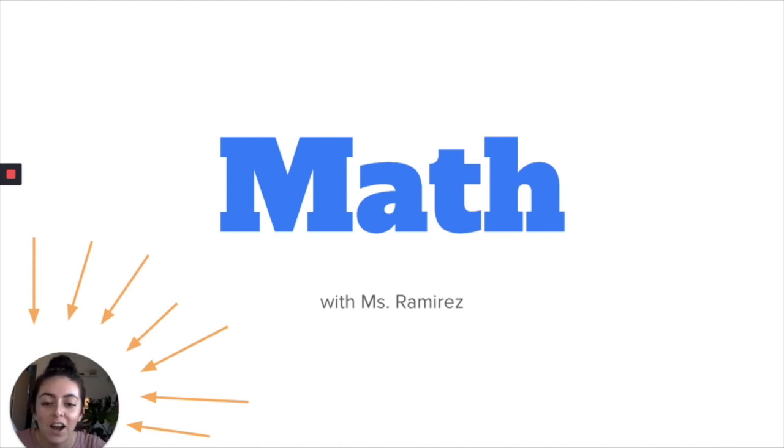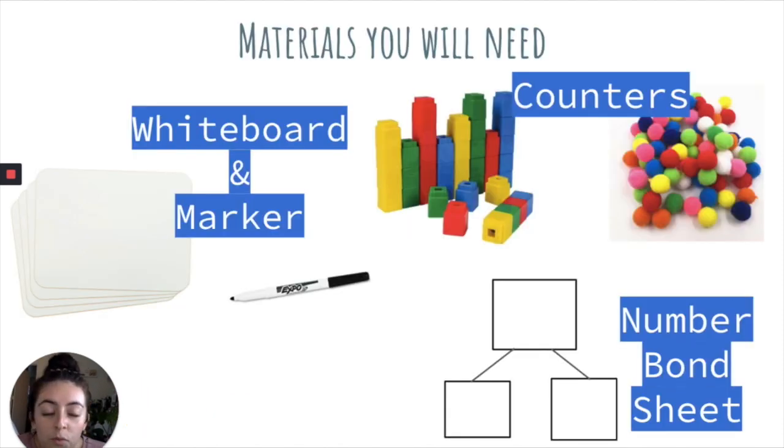That's me. Alright, today what you'll need while we're doing math together is your whiteboard and marker, your counters, and if you have it, your number bond sheet. It looks like this. It has a 10 frame on the other side and then this big one on the other side. If you don't have it, it's okay, you can use your whiteboard and draw it out.